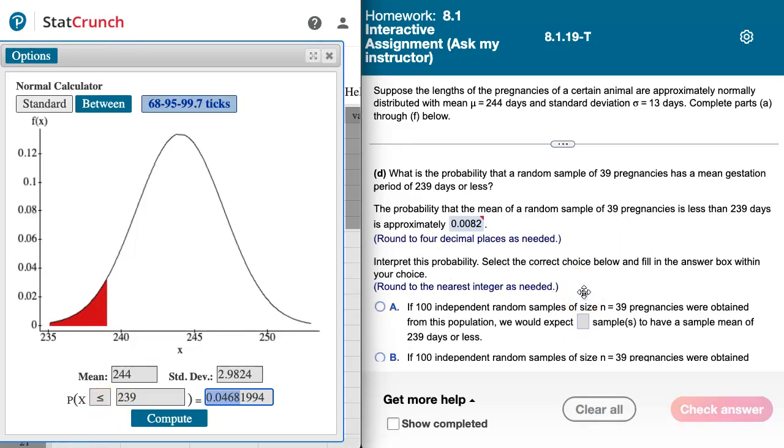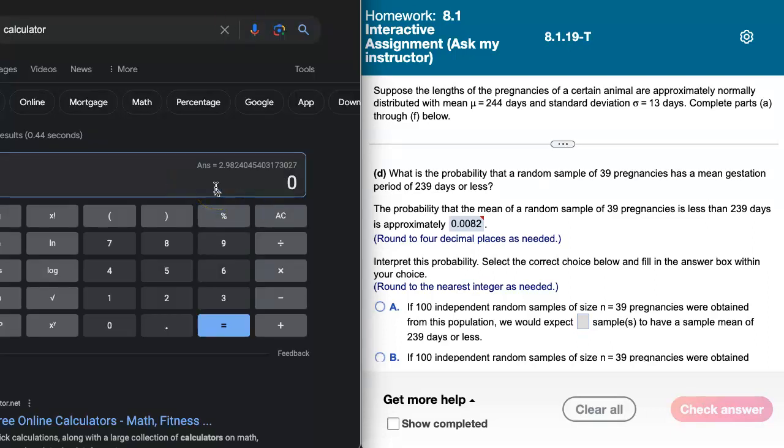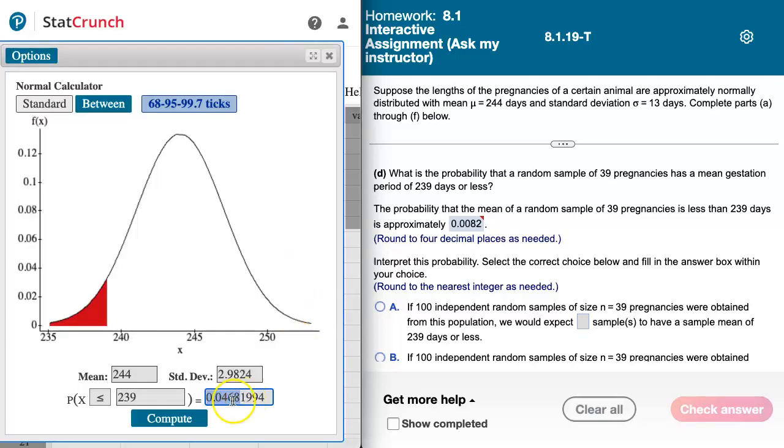So moving on to part D, you can see what's changed here is that the sample size is now something different, 39. So I'm going to keep the same mean, but I'm going to calculate a new standard deviation with that formula from the e-text that says it is the standard deviation of the population divided by the square root of the sample size. In this case, it's 39. So I would want to grab that value. I guess I'm going to go a little bit further here and then just round when I come back to my normal calculator.